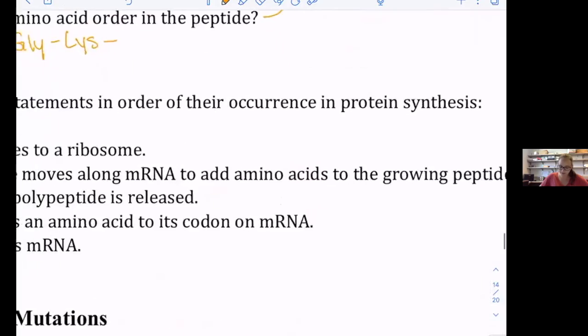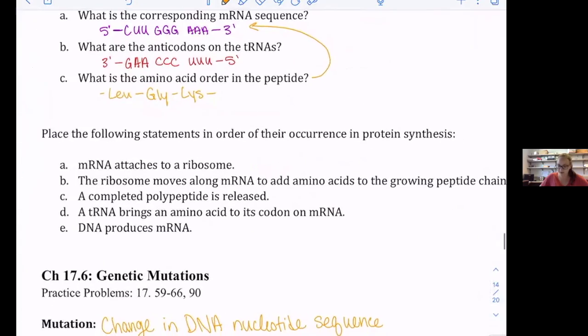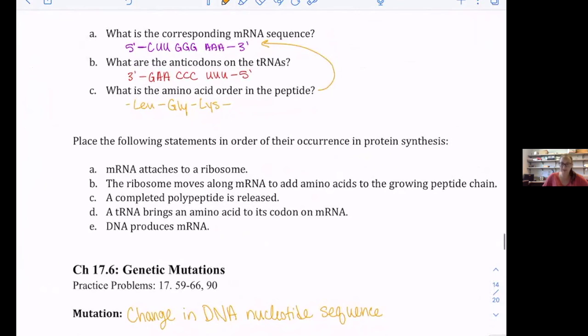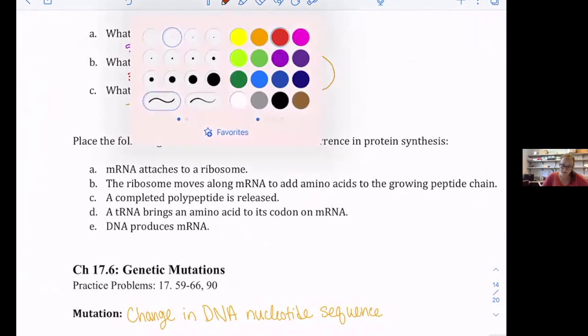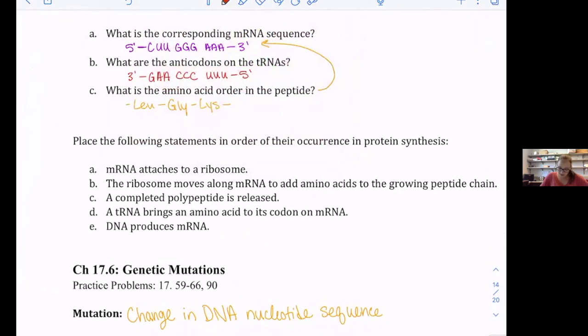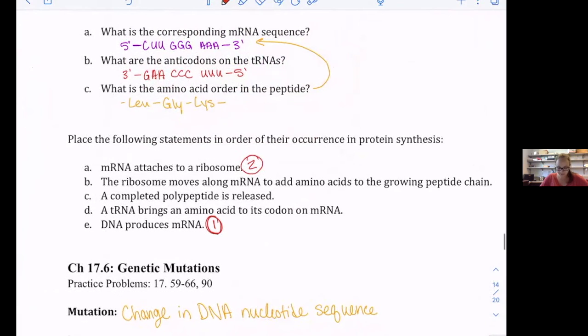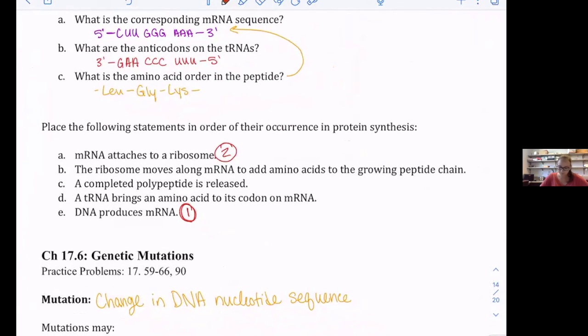We're on our last one. Place the following statements in order of their occurrence in protein synthesis. So what's first, second, third, fourth, fifth? The first thing that happens is that DNA produces mRNA. So this is number 1 down here on the bottom. Number 2 is that the mRNA is going to travel to the ribosome and attach to the ribosome. So that's the first one here, A is number 2.